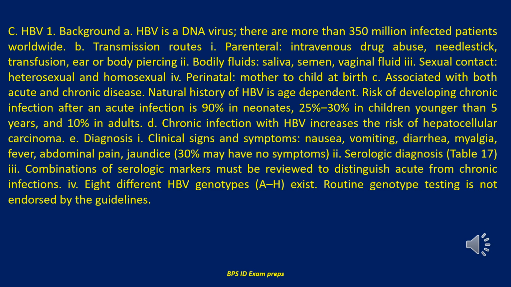E. Regarding its diagnosis, 1. Its clinical signs and symptoms include nausea, vomiting, diarrhea, myalgia, fever, abdominal pain, and jaundice. 30% may have no symptoms. 2. Regarding its serologic diagnosis, see Table 17. 3. Combinations of serologic markers must be reviewed to distinguish acute from chronic infections. 4. 8 different HBV genotypes A to H exist. Routine genotype testing is not endorsed by the guidelines.